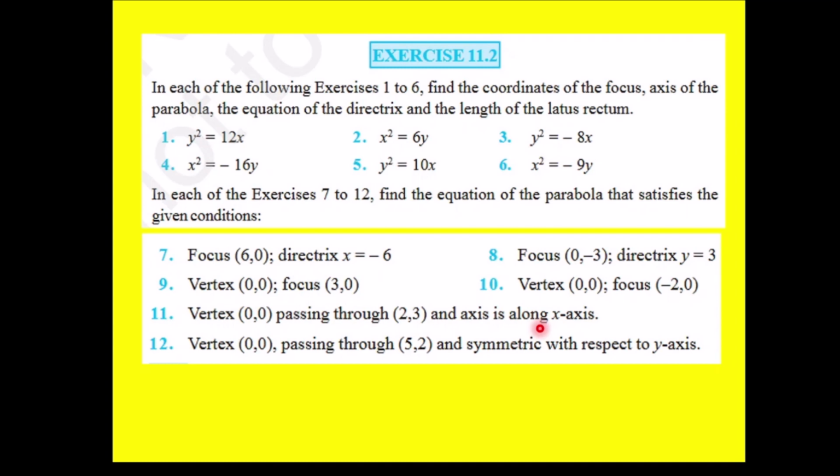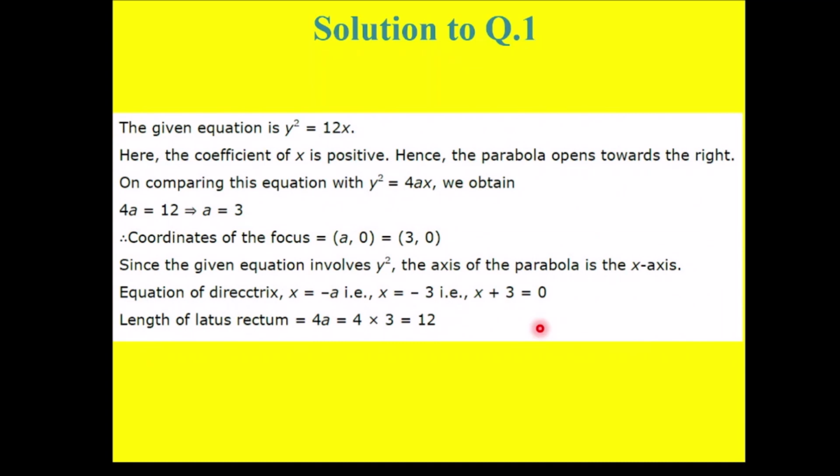From question number 1 to 6, we have to identify the focus, axis of the parabola, equation of directrix and length of latus rectum. So, the first question, y square equal to 12x. If we compare it with y square equal to 4ax, 4a equal to 12, a equal to 3. So, the focus will be (a, 0), that is (3, 0). Since the given equation involves y square, the axis of the parabola is the x axis. Equation of the directrix, x equal to minus a, that is x equal to minus 3, x plus 3 equal to 0, and the length of the latus rectum is always 4a, which is 12.